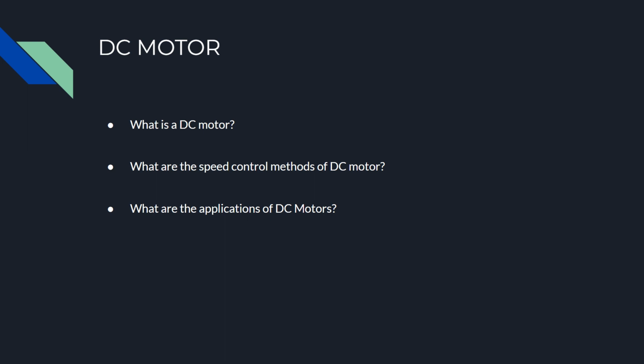Now, what are the applications of DC motors? The main applications of the three types of direct current motors are as follows. For series motors: the series DC motors are used where high starting torque is required and variations in speed are possible. For example, the series motors are used in the traction system, cranes, air compressors, vacuum cleaner, sewing machine, etc.